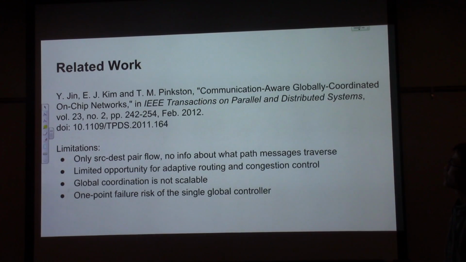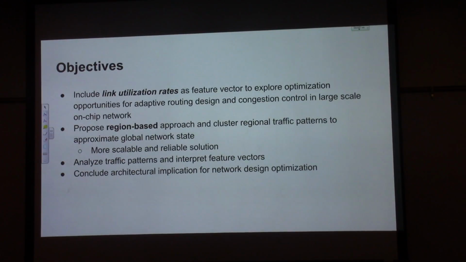Here's one existing related work on on-chip network traffic clustering. However, it has several limitations. They only take the source-destination flow rates, and there's no information about what path the messages are going to take. Due to that limitation, there are limited opportunities for adaptive routing and congestion control design. And the global control they take in the paper is not a scalable solution as the network scales, and it faces a single-point failure risk.